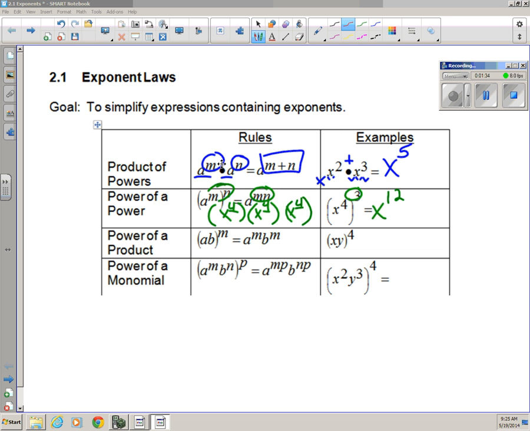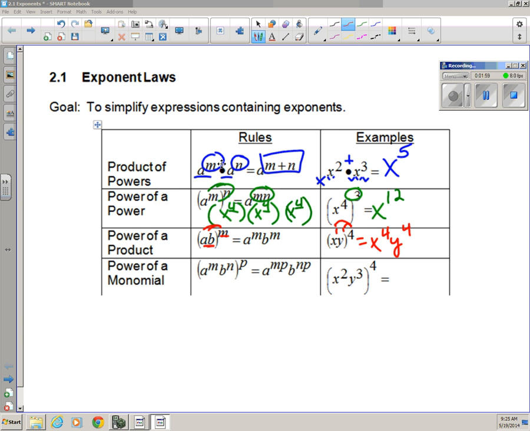A power of a product. If I've got an outside power and I've got two things being multiplied together inside, essentially it's just like the distributive property. Distribute your power to the other powers. In other words, that's x to the first, that's y to the first. If I multiply x to the first times 4, I get x to the fourth, and y to the first times 4, I get y to the fourth.